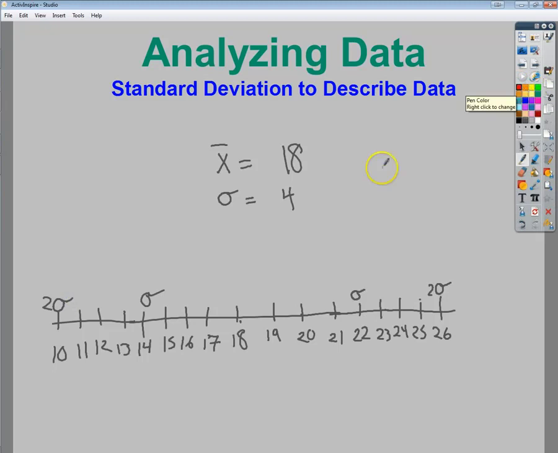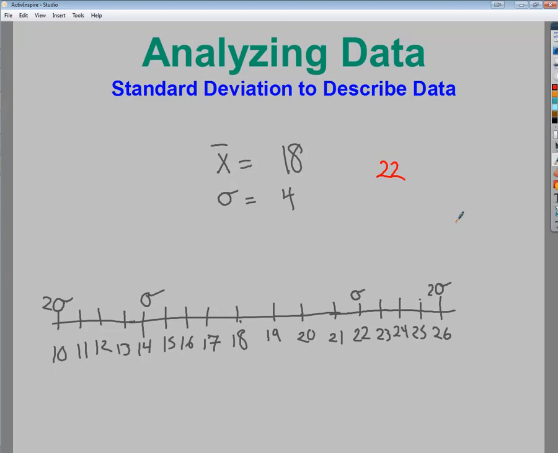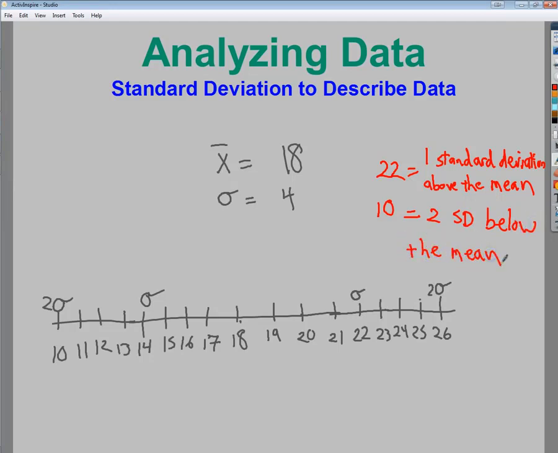So if I want to know specific information about a number, so say I want to know where 22 falls, or I want to know where 10 happens to fall. Well, 22 is 1 standard deviation above the mean. 10, however, is 2 standard deviations below the mean. So basically it just gives me a sort of a reference point to explain where information tends to fall.